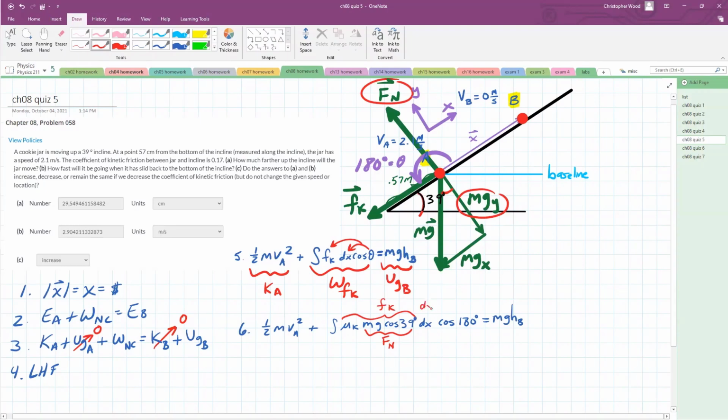And then this is dx, cosine of the angle between them. That's how we get negative work. And then let's do a little quick sidebar on H subscript B.